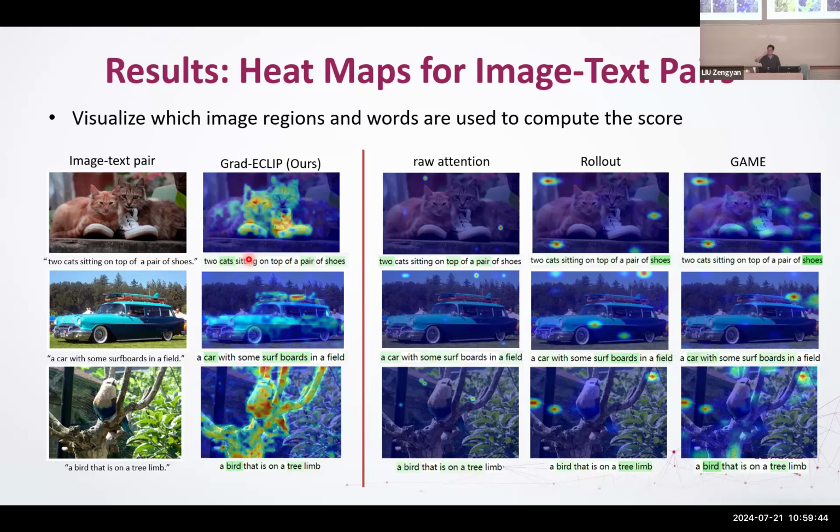The geometric relationship between objects, right? Or the action of what the object is doing, right? This is another example. Car with some surfboards on the field. So again, it ignores the word field. And it's mainly looking at car and surfboard.